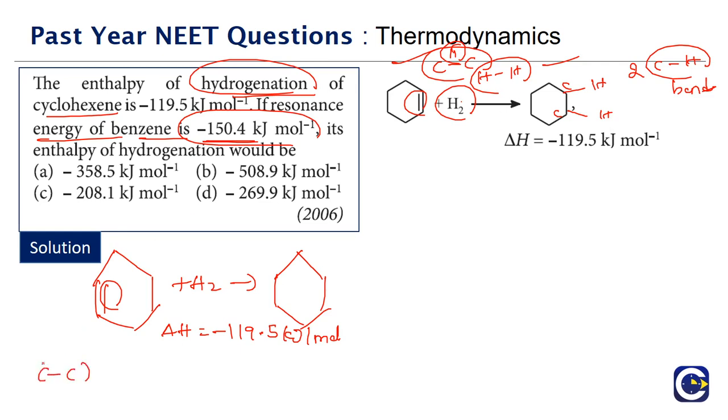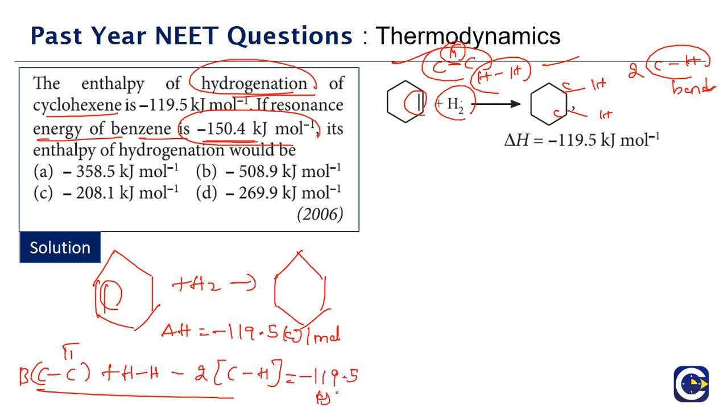The carbon-carbon pi bond energy plus the hydrogen-hydrogen bond energy minus 2 times the carbon-hydrogen bond energy. This is our minus 119.5 kilojoule per mole. That's how we will express the delta H. It is nothing but what? The bonds that are there on the reactant side.